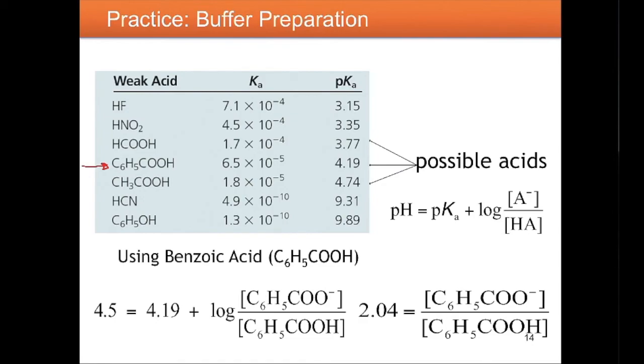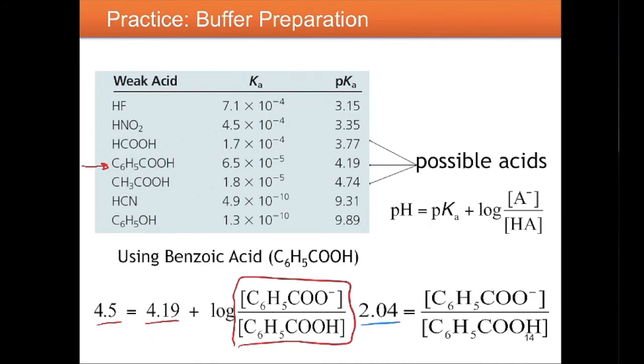And since we're trying to determine how we're going to prepare this, we know what pH we want. We know the pKa of the acid that we're choosing. And all we're going to do now is solve for this ratio. So what is the ratio of benzoic acid to sodium benzoate, or benzoate ion, that we're going to need in our solution in order to make a pH of 4.5? So that ends up being 2.04.